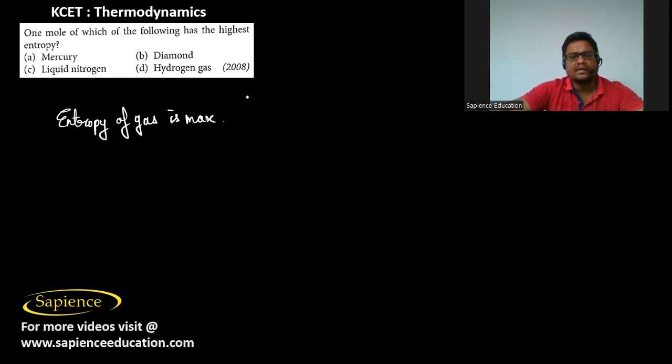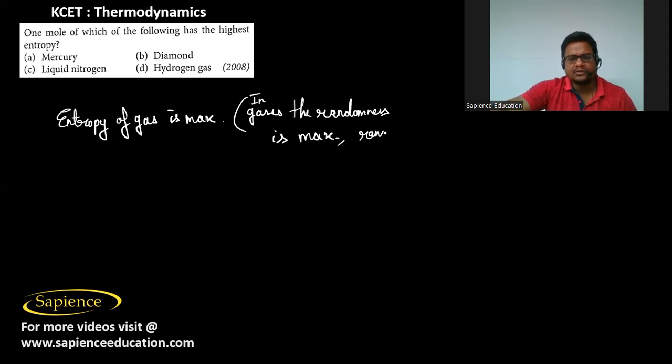Why? Gases are in the most disordered state. In gases the randomness is the highest, randomness is maximum. Since for gases the molecules are always in random motion or in chaotic motion, so entropy of any gas is the highest.